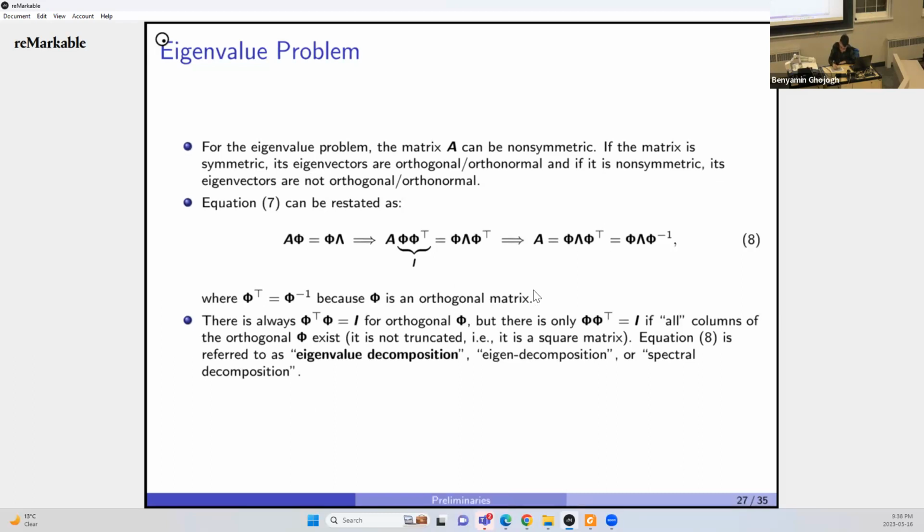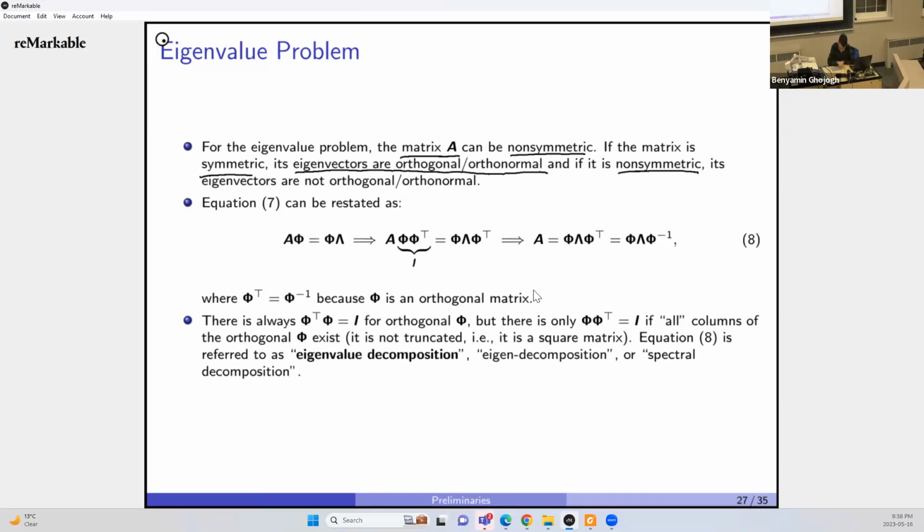For the eigenvalue problem, the matrix A can be non-symmetric. If it is symmetric, its eigenvectors are orthogonal, orthonormal. What does it mean? Two orthonormal vectors are perpendicular to each other, and their lengths are 1 each. If A is not symmetric, its eigenvectors are not orthogonal or orthonormal.